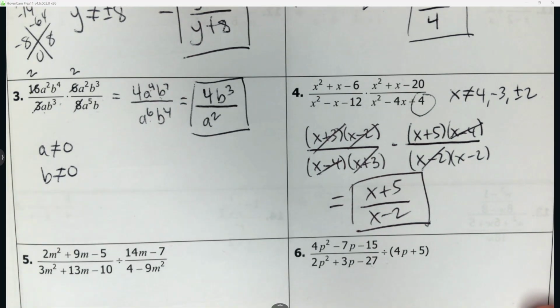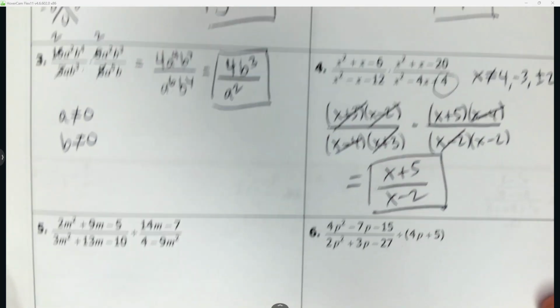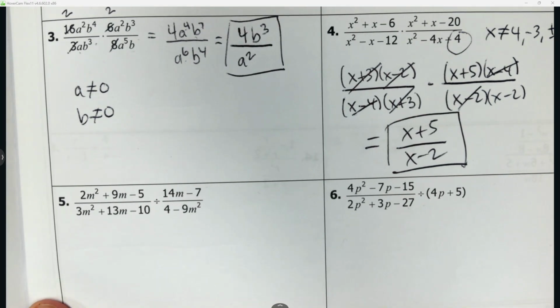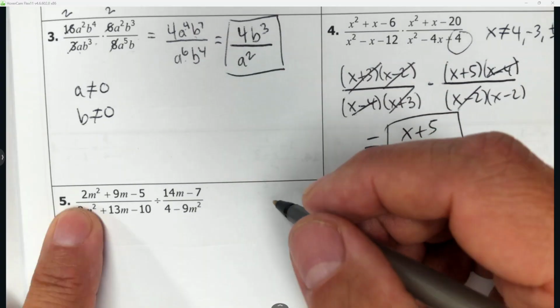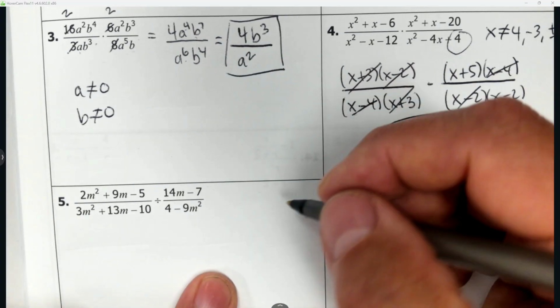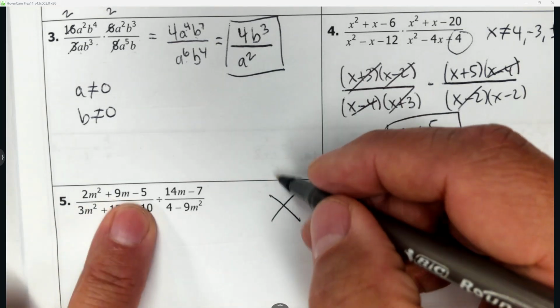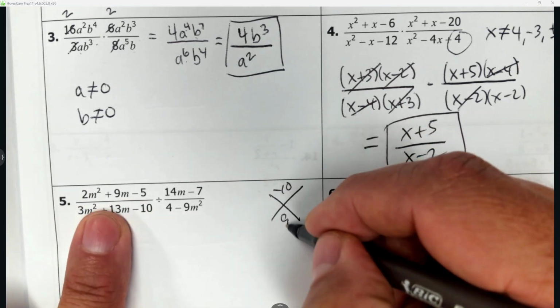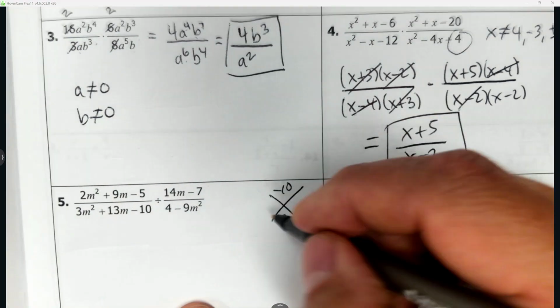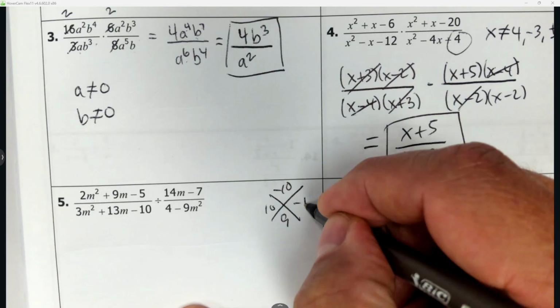All right, number 5. So step 1 is we're going to factor this. This one has a little more steps to it because of the 2 and the 3 in front, but we can do it. So 2 times negative 5 and 9. So that's 10 and negative 1.